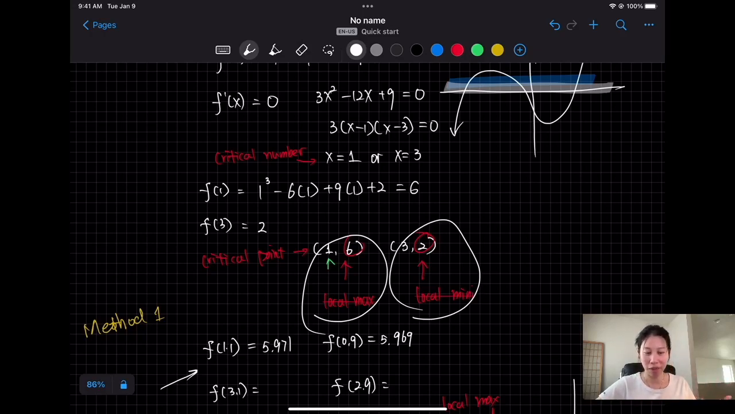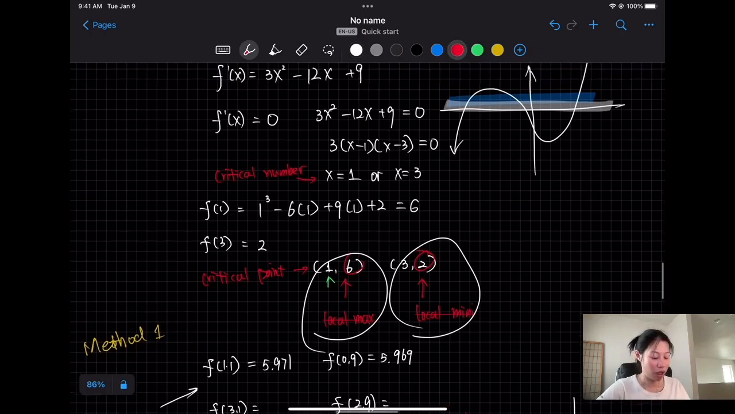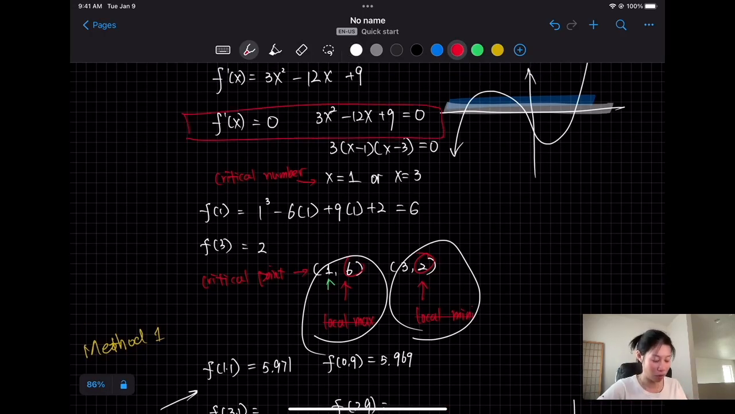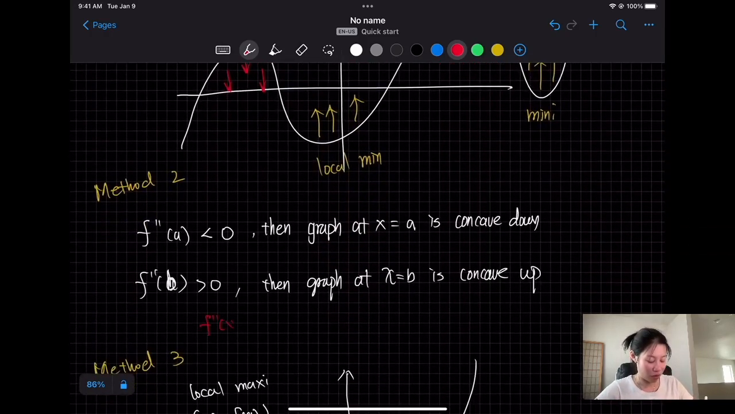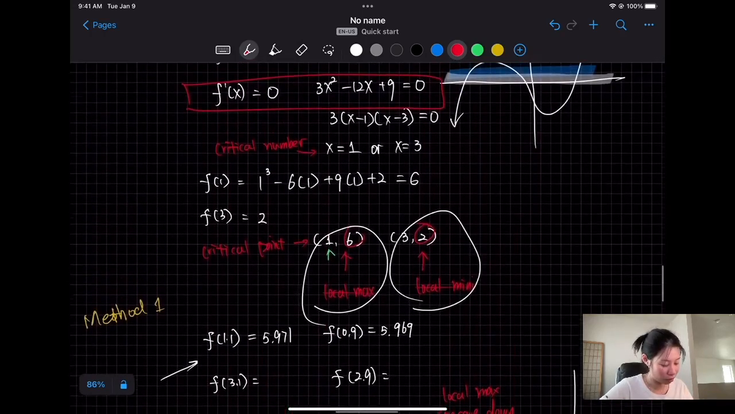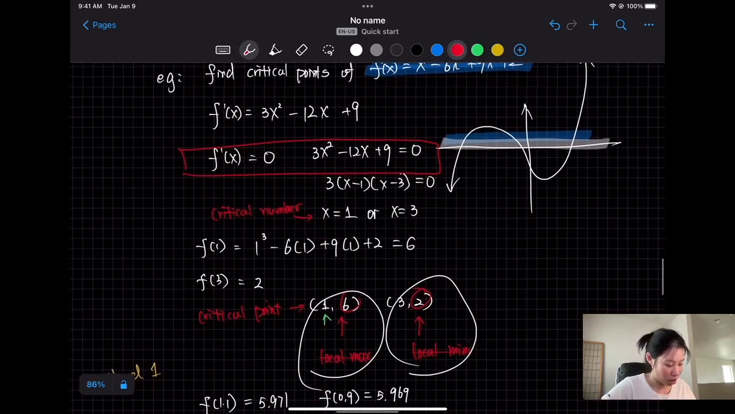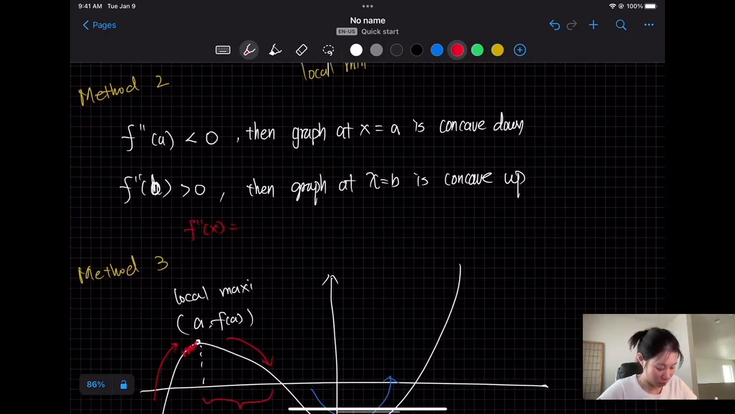Now let's try our second method, which is to use the second derivative to check the concavity at x equals 1. So we have the first derivative equal to this, and now our second derivative is equal to what? 6x minus 12. And now we plug 1 into the second derivative. We have 6 times 1 minus 12, which is negative 6. So this is less than 0.